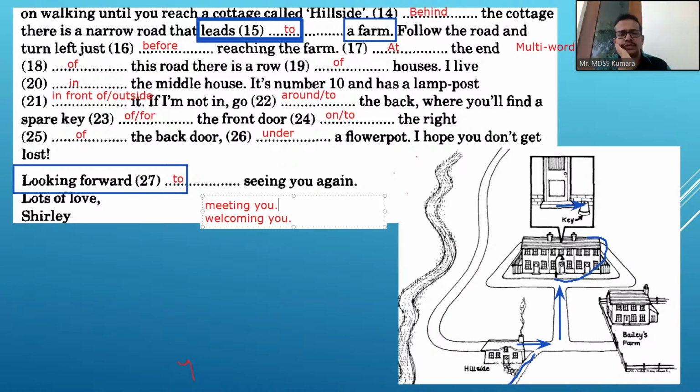Look forward to seeing you again. Look forward to meeting you. Look forward to welcoming you. What else? Look forward to receiving the details. This is something always used in emails and letters. It can only be used this way.